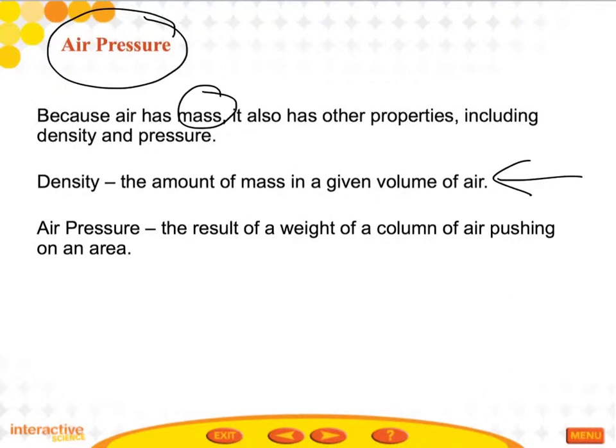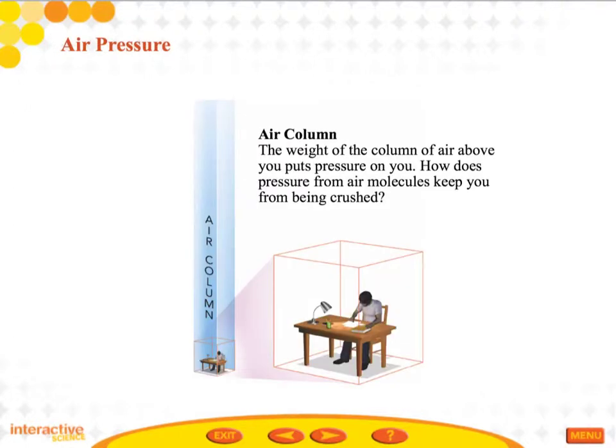The other item here is air pressure. Air pressure is the result of the weight of a column of air pushing on an area. Take a look at the next slide to get a better idea of what that is. The air above you, actually all the way up throughout the entire atmosphere, is all pushing down and pressing on you. That's what air pressure is, right? So you've got this column of air, and amazingly, the weight of all of that is about the weight that you would find in a school bus. It would be about that heavy.